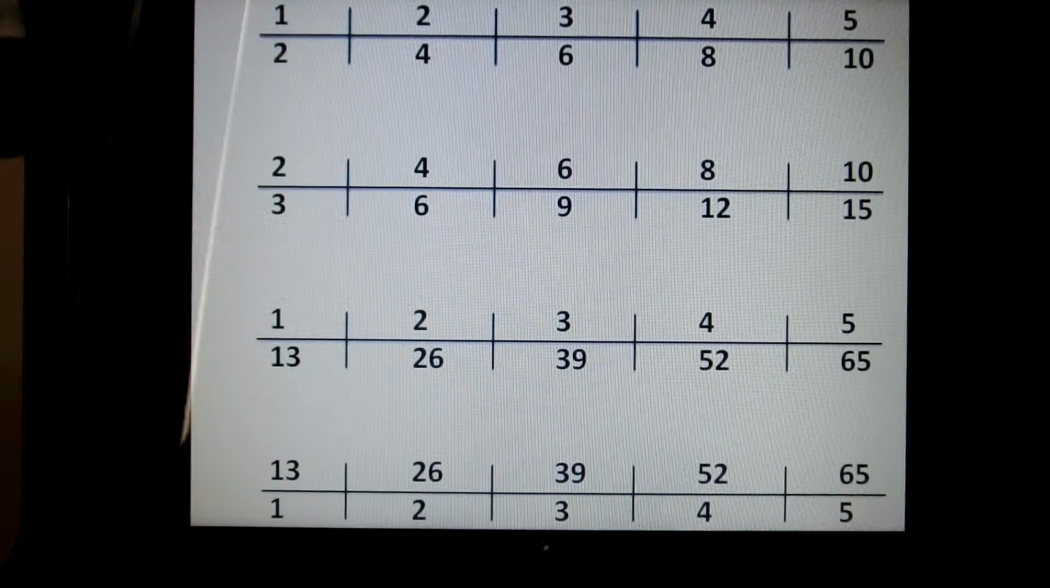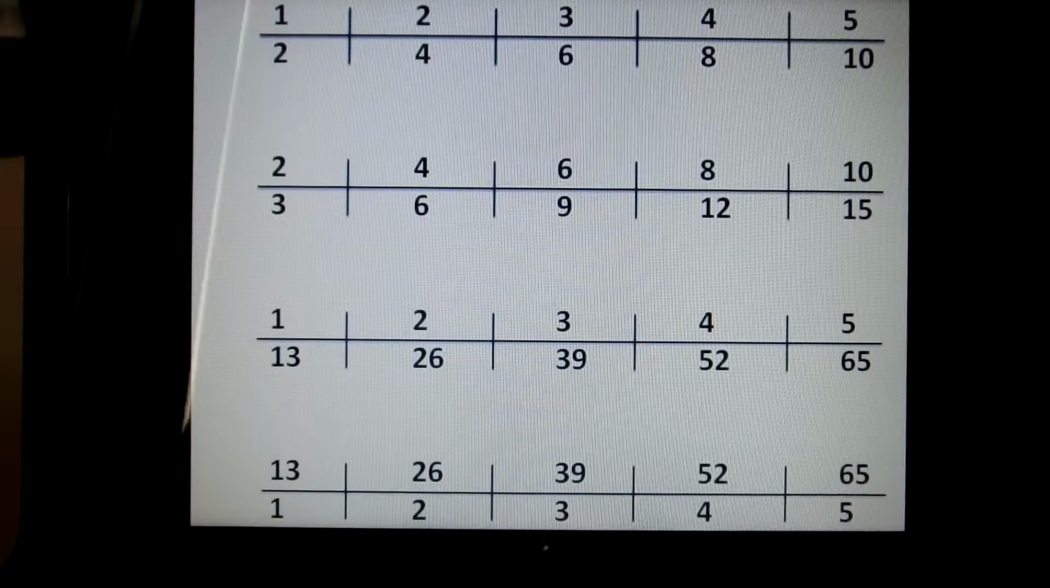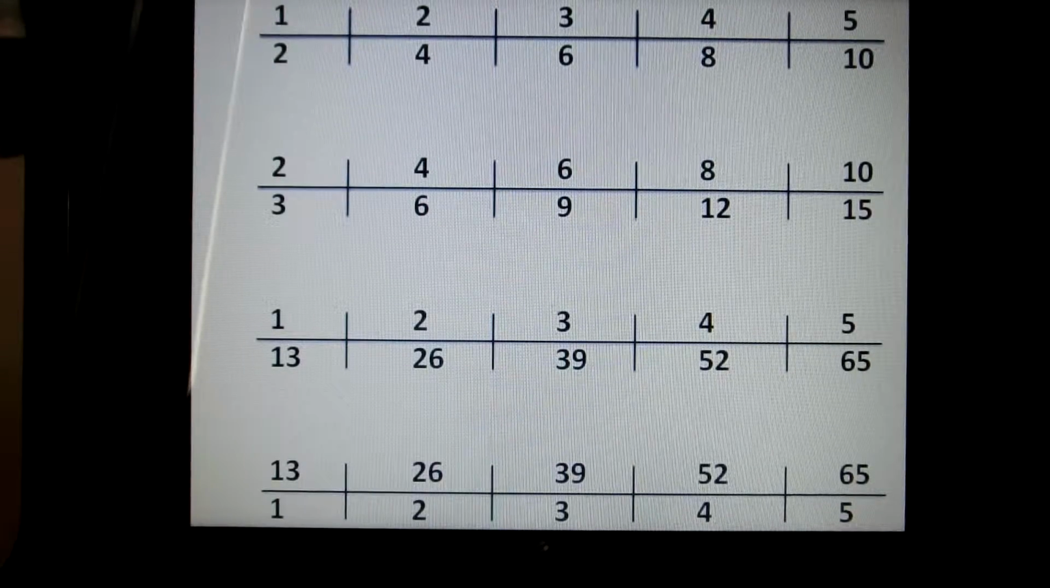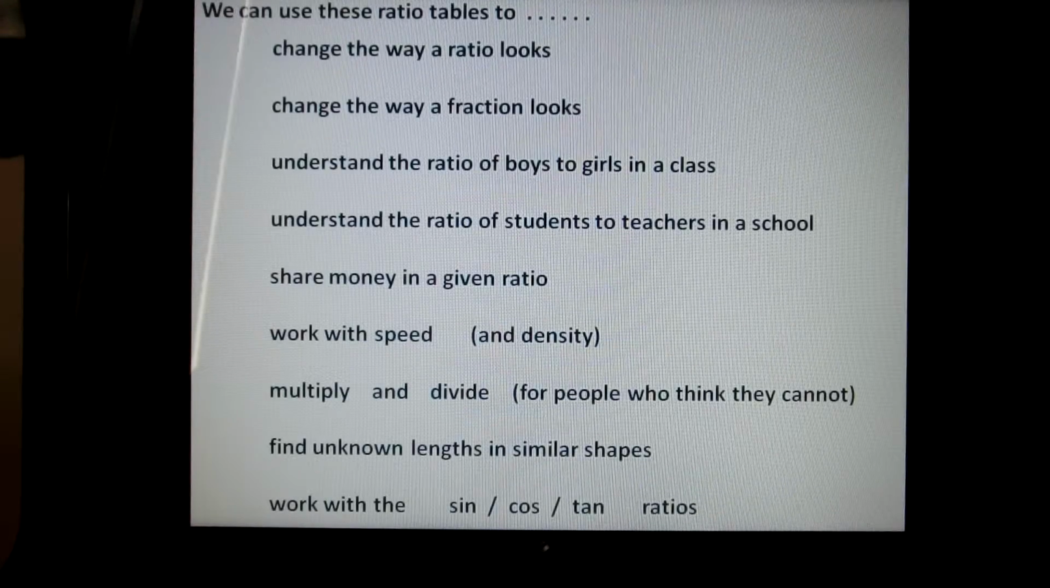Right. The other things that we can do with a ratio table, we can share money in a given ratio. If you want to share money in the ratio 2 to 3, then if you had £25 to share, that's how you would share it. 10 to the first person, 15 to the second person.